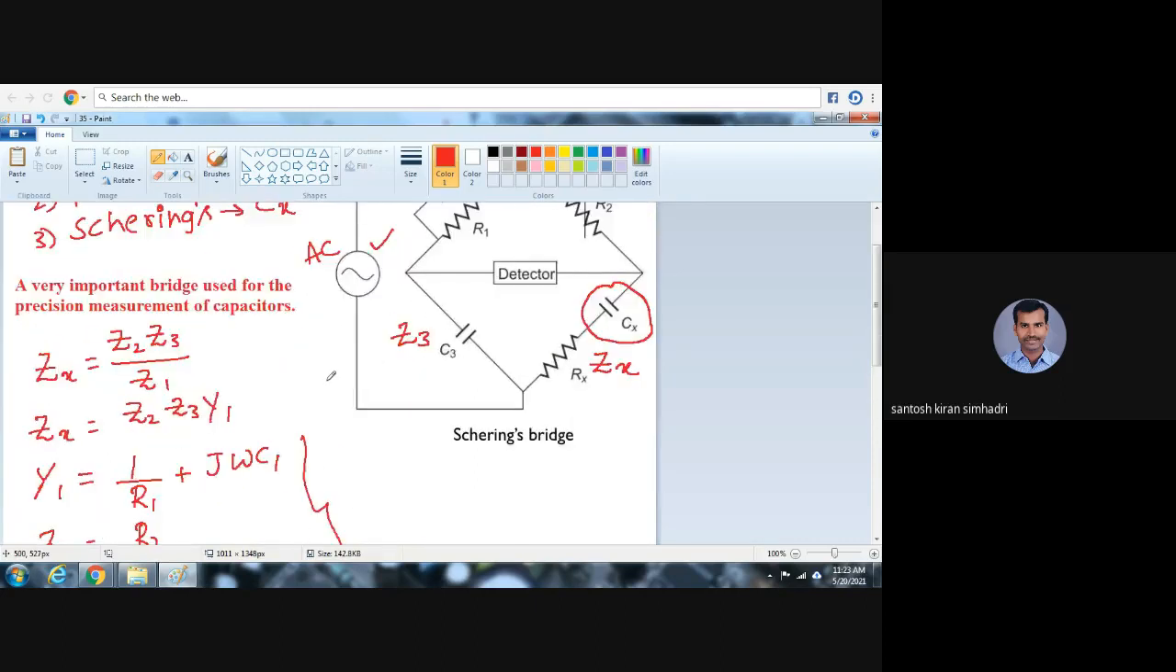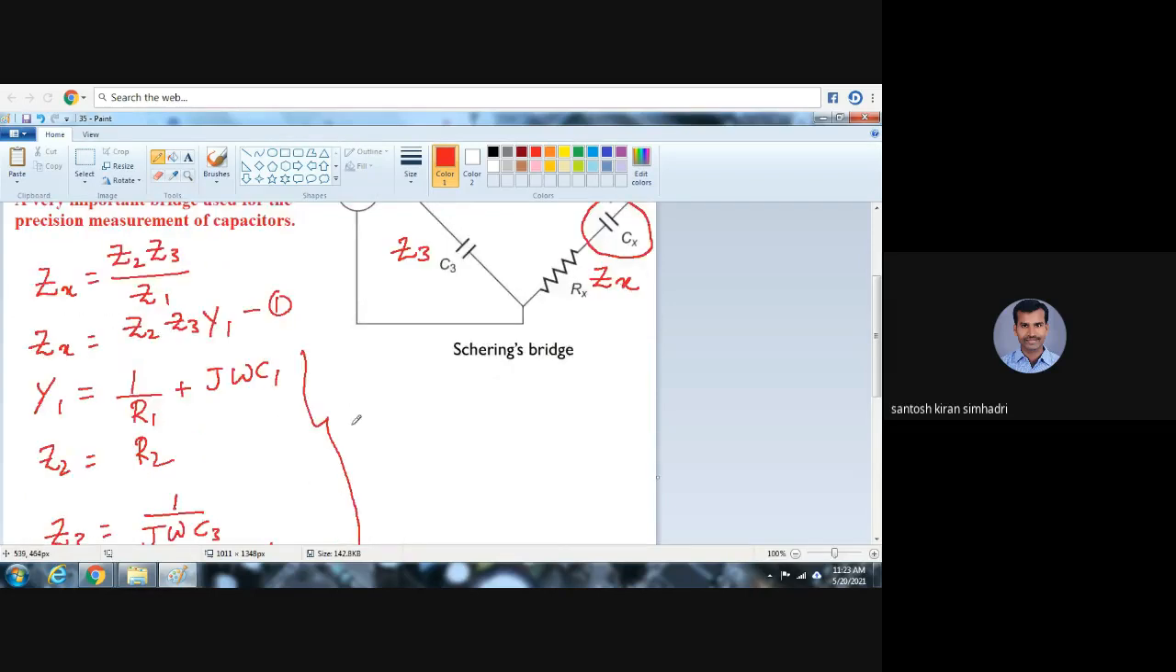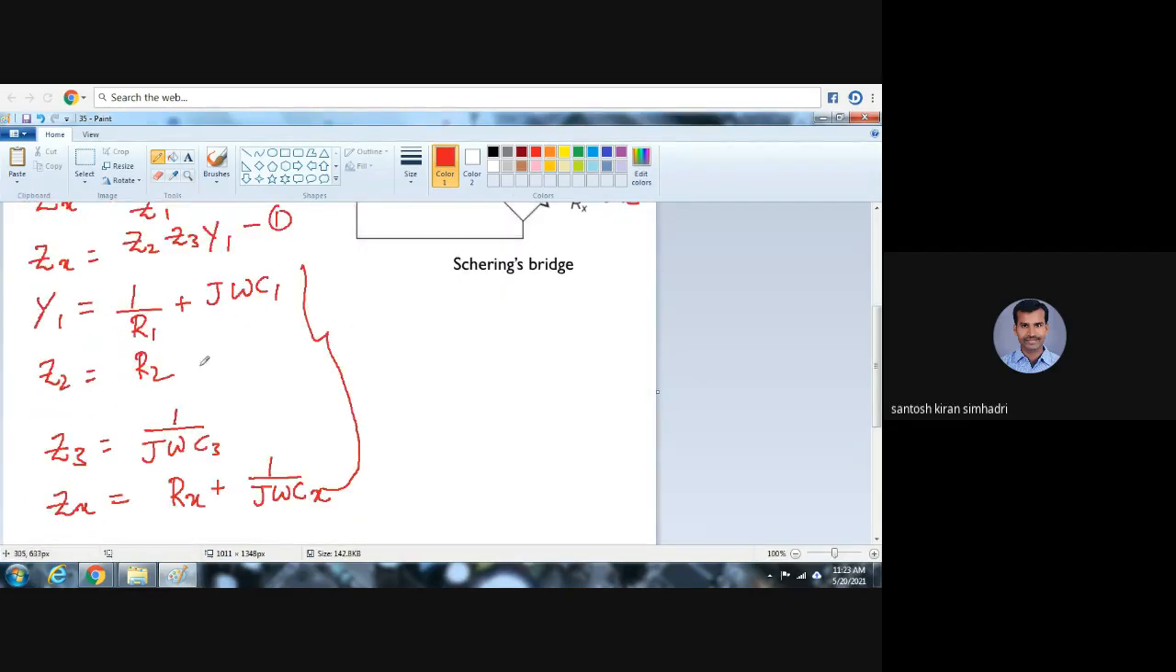I will substitute these in equation 1. So I will extend this discussion a little bit. How? I will tell you. Here I can extend the discussion: 1 by R1, I can write directly, from a mathematical calculation point of view. I will write 1 by 1. So this Y1 is directly written as 1 by R1 plus J omega C1. Z2 I will write as it is, R2.